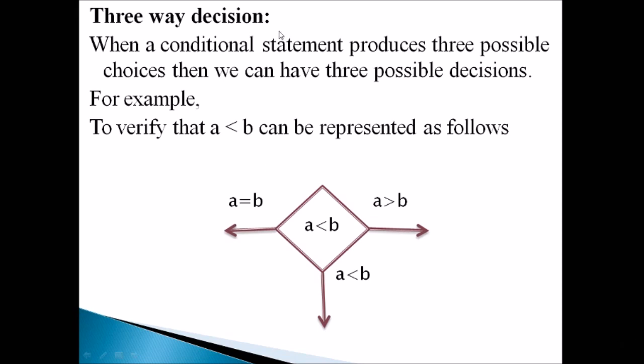Next one is three-way decision, where we can derive three kinds of decisions based on the condition. Okay, for example A less than B, this is the condition which is given within a diamond symbol. If A less than B, then yes part, one choice is there. Okay, in case A is not less than B, it can be either greater than or equal to B. Okay, so that's why the second choice is A greater than B. If that is not possible, then the third choice is A equal to B. Okay, so this kind of situation is called three-way decision.